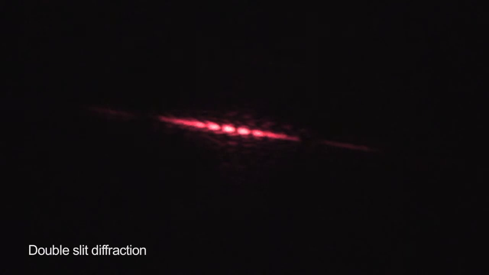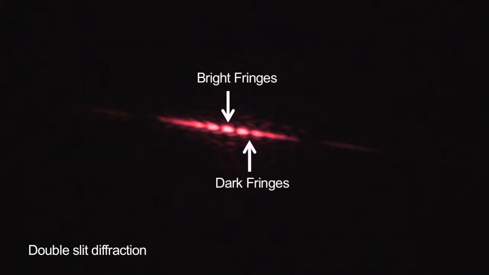You can see our interference pattern on the screen here. We have dark fringes and bright fringes. This is the interference due to a double slit. The light's going into the double slit and it is diffracting, causing this interference pattern you see here.